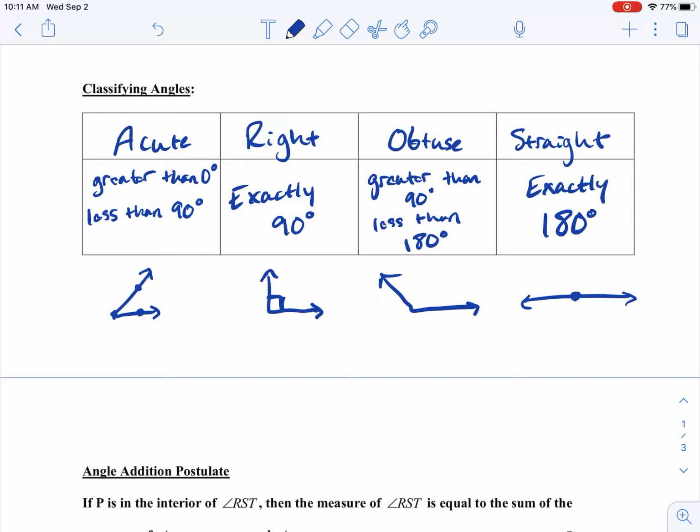Now, for me, I'm going to go ahead here and add our notation, because when it comes to our notation, I like to have our required points for the ray and for our angle.